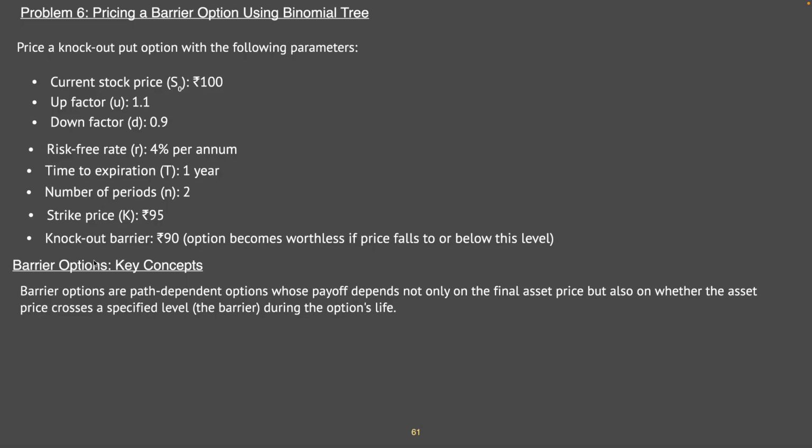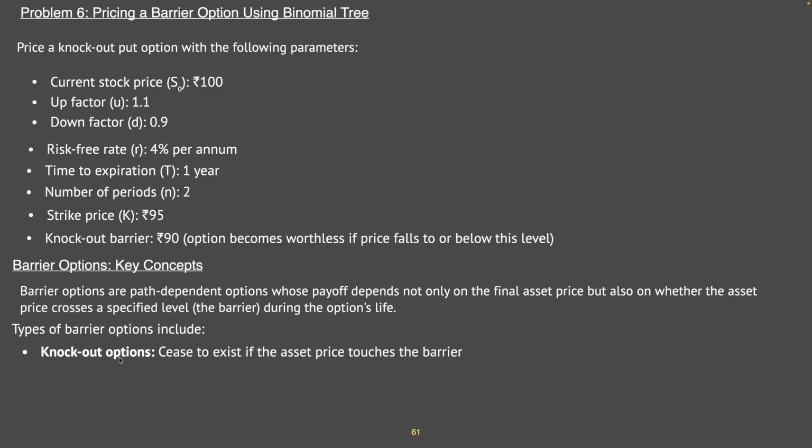As soon as the price crosses a certain threshold value, the option either comes into existence or it gets knocked out and becomes worthless. So there are two types. One is the knockout option, which means the option will cease to exist if the asset price touches the barrier. Here, what is the barrier given? 90 rupees. As soon as the stock price reaches 90 rupees, the option on that particular stock becomes worthless.